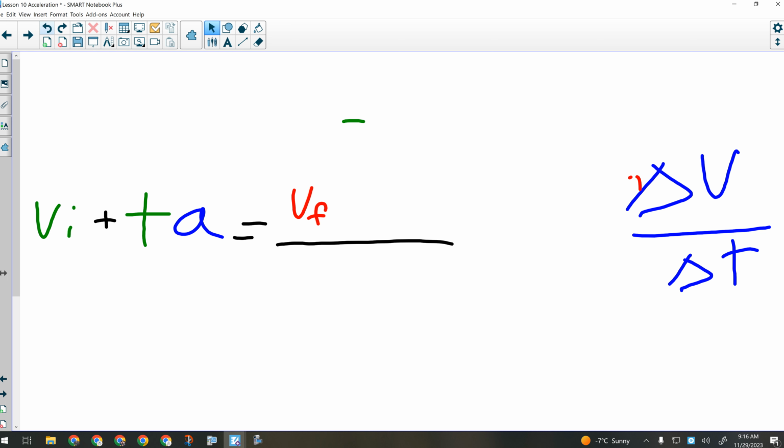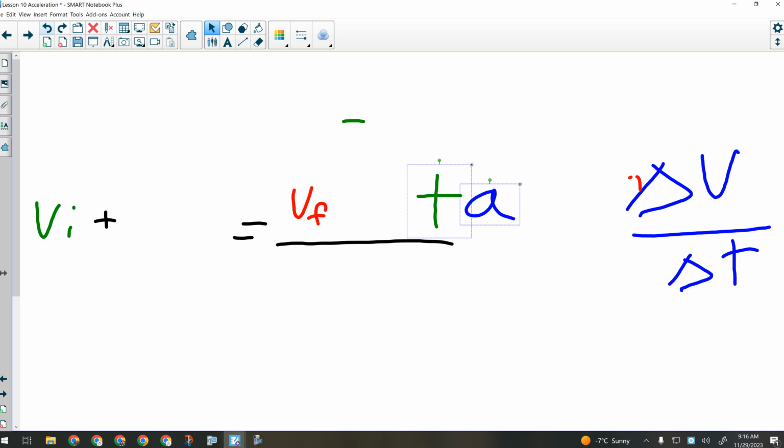Remember, think order of operations. Would I multiply these two numbers together before I add it to that? Yes. So this is really not two numbers, it's one number. Can I subtract that one number over to the other side? Absolutely. If I want to find VI, I think about it more logically. T times A calculates the change in velocity. So if I take my final velocity and subtract the change, I should get what I started with, VI.